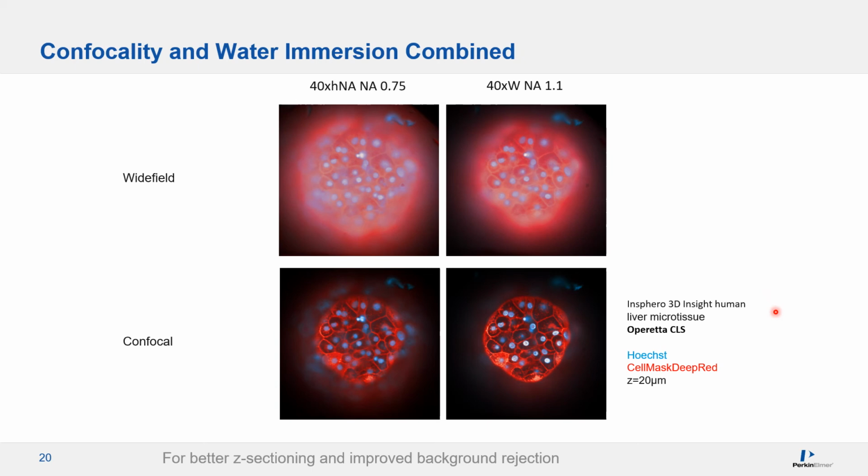So typically we'll apply confocal imaging for thick samples to remove the out of focus light. However, there are some differences between the resolution when we are using either the air objective or the water immersion objective. Clearly you can see here the resolution is greatly improved when confocal imaging is combined with water immersion objective.